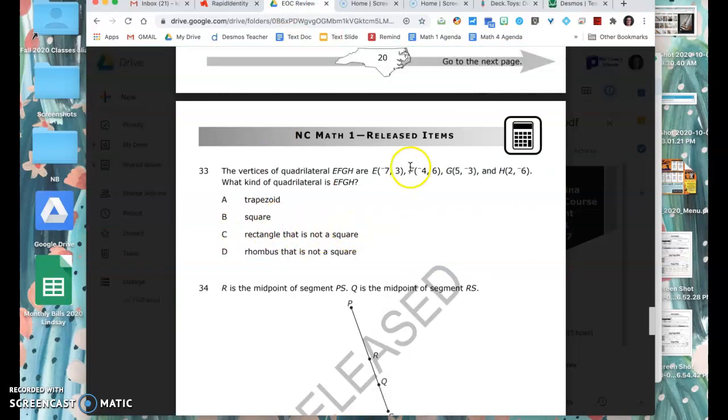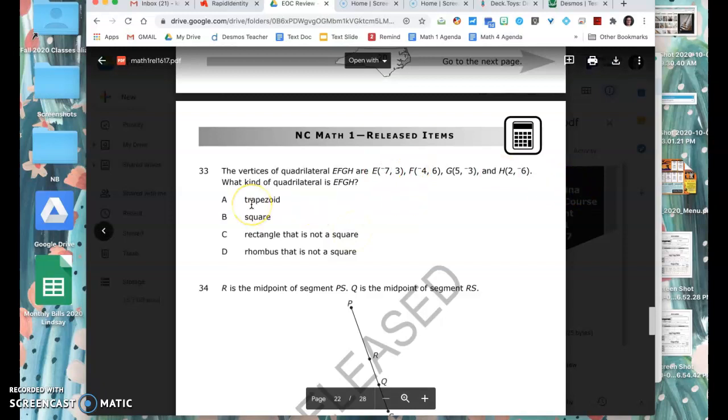So when you're given problems and points like this, you can easily graph them in Desmos or you can graph them by hand. It's completely up to you.